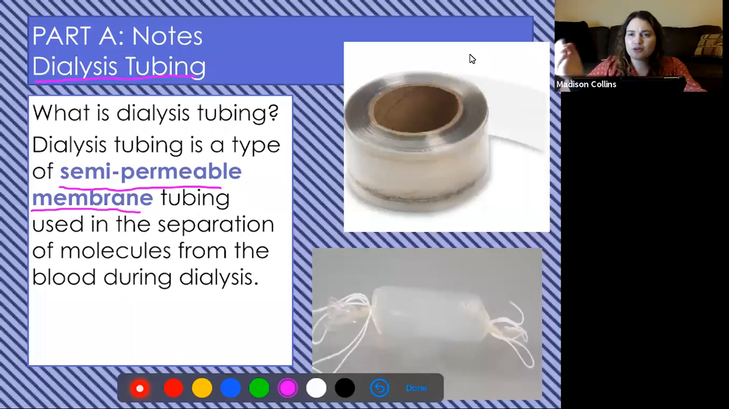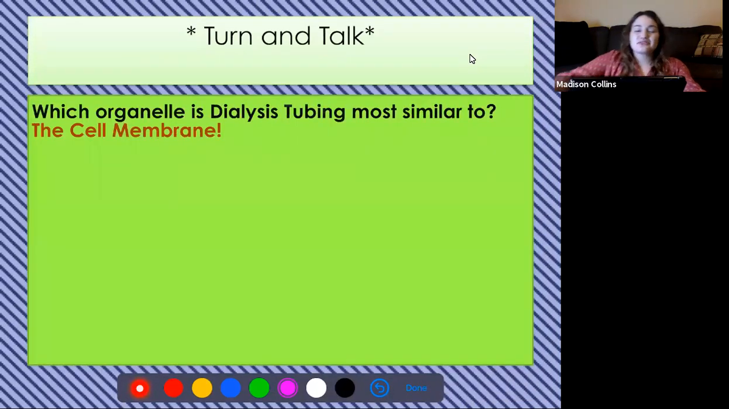Maybe with the cell membrane? So you guys have got 3 questions on your paper. The first one is, which organelle is dialysis tubing most similar to? And hopefully you made the connection that this is most similar to the cell membrane. It is semi-permeable, meaning it's going to let some things come in and it's going to prevent other molecules from entering. So it regulates the passage of molecules in and out of the cell.